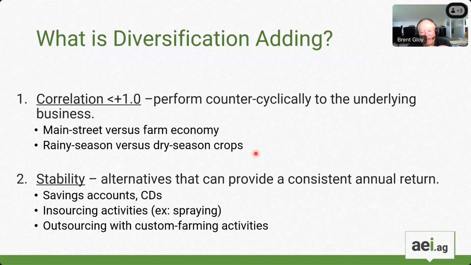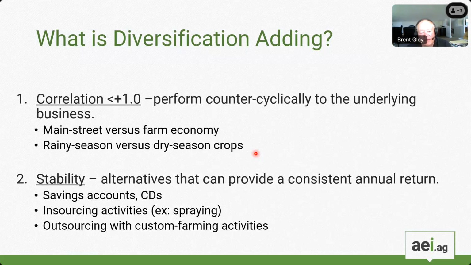Then we can think about where we can find correlation less than one. Well, you've got the Main Street economy as a possibility. Businesses on Main Street are going to have slightly different economic factors than the farm economy. Anytime we can add something less than one, we're going to get some benefit. Another obvious example, as David puts it, is rainy season versus dry season crops. I even think about it as spring versus fall crops. If you think about wheat versus corn, there are different weather factors at play when wheat's growing, and different market forces on wheat prices, so you get that benefit.